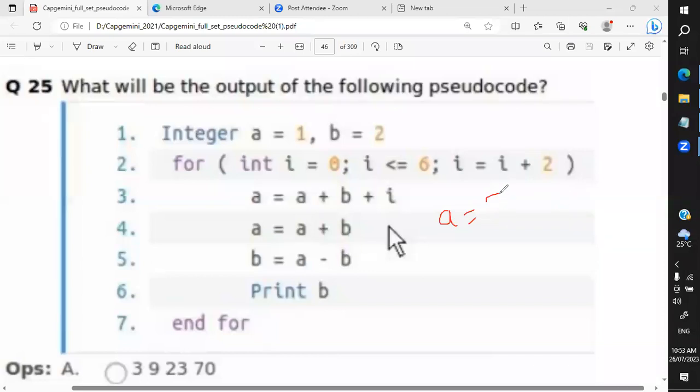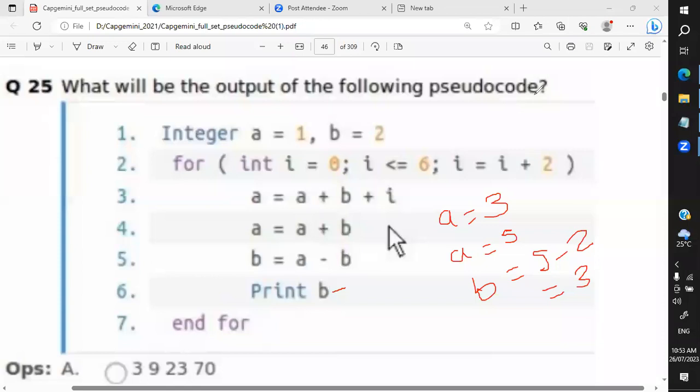Then after that, what's the next thing? A is equal to A plus B. A is 3 already and B is 2, so 3 plus 2 is 5. Then B is equal to A minus B. A is 5, minus B which was 2, 5 minus 2 is 3. So B value is updated as 3. So print B. That means the first output is 3.